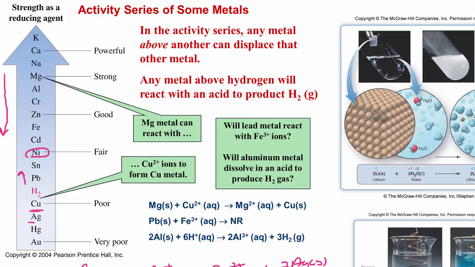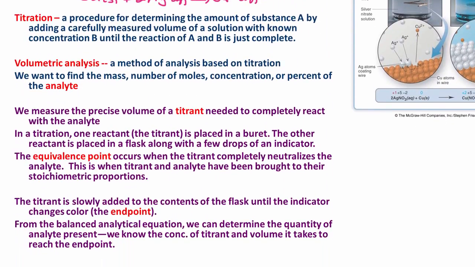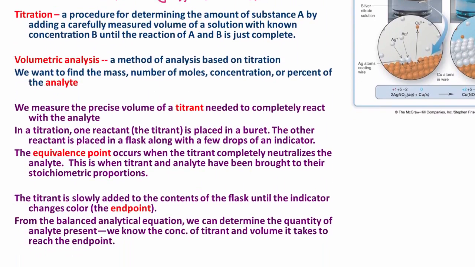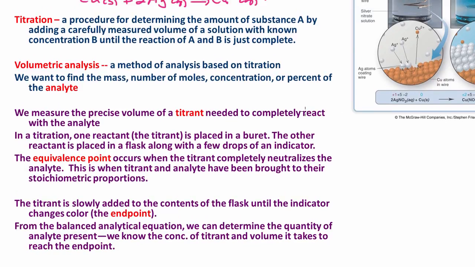Let's take a look now, the last part of this, at titration. We've talked about acid-base reactions. We're going to talk now about titration. In a titration, we determine the amount of a substance by adding a carefully measured volume of a solution that has a known concentration until the reaction of the two is just complete.